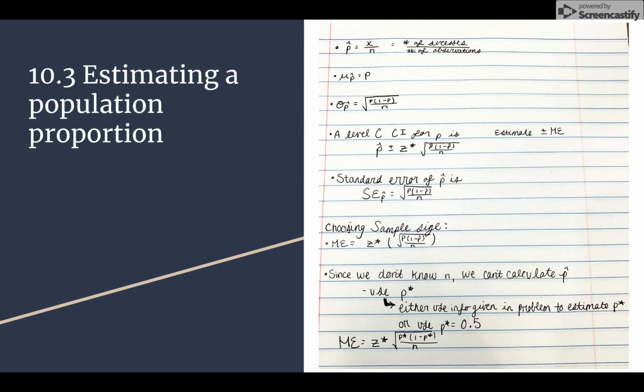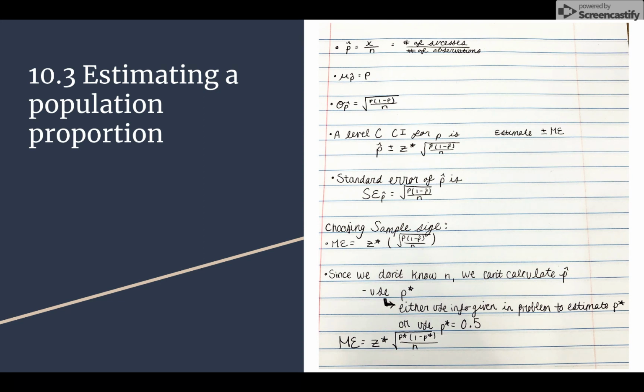And a level C confidence interval for p is estimate plus or minus margin of error: p hat plus or minus z star times the square root of p hat times 1 minus p hat over n, which is the same deal as with the standard deviation, where it's success times failure over n. The standard error of p hat is the square root of p hat times 1 minus p hat over n. And for choosing your sample size, the margin of error is equal to z star times the square root of p hat times 1 minus p hat over n.